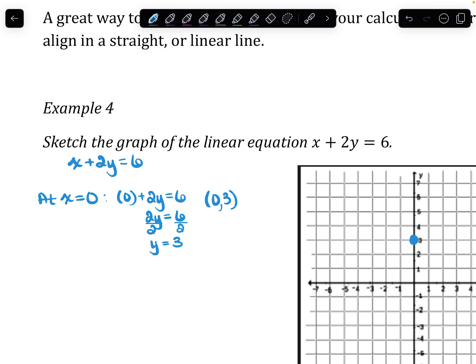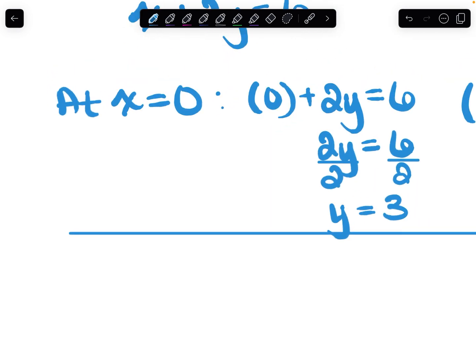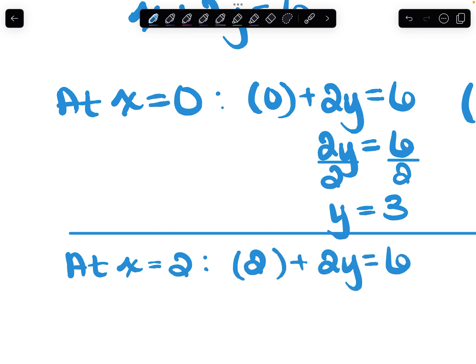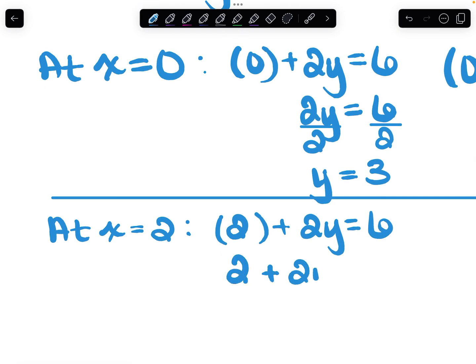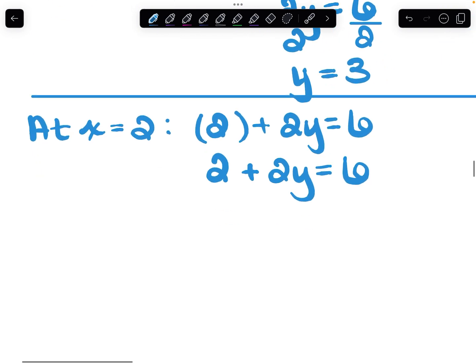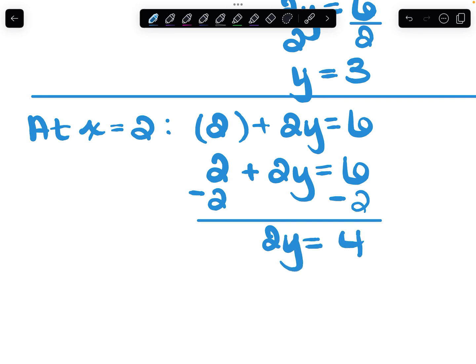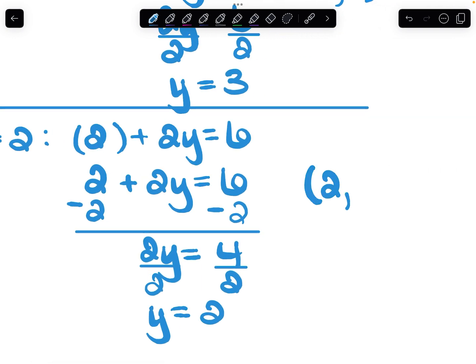All right, and then I'm going to pick another point. So I'm going to do a little separation here. All right, I don't know, let's try 1. Maybe. Nah. Let's go with 2. So we're going to get 2 plus 2y equals 6. No reason for those parentheses, so I'm going to drop them now that I know nothing needs to be multiplied by it. I'm going to move my 2 to the other side by subtracting it. 6 minus 2 is 4. I'm going to divide the 2 off. 4 divided by 2 is 2. So at 2, we get a y value 2, so our coordinate is 2, 2.